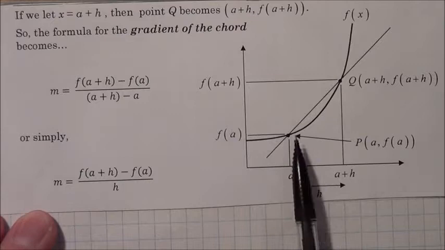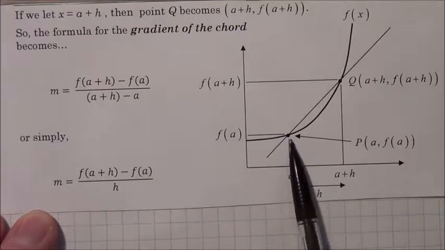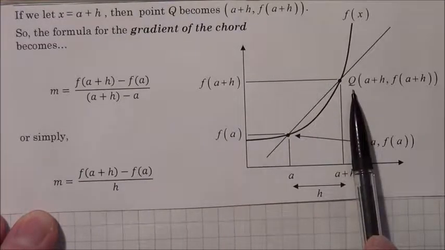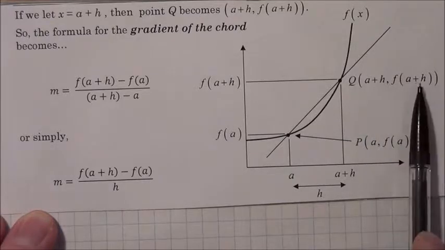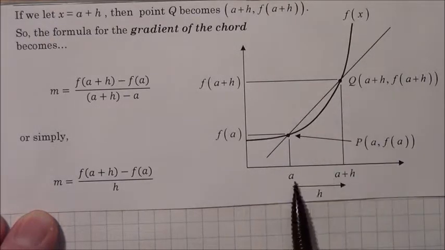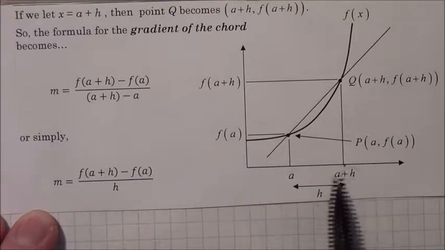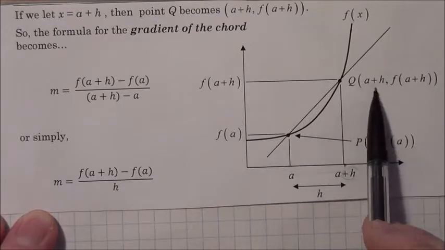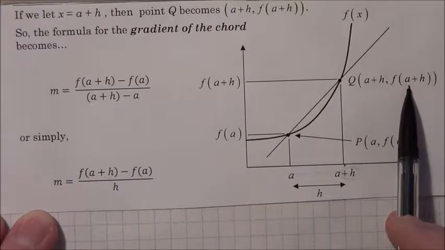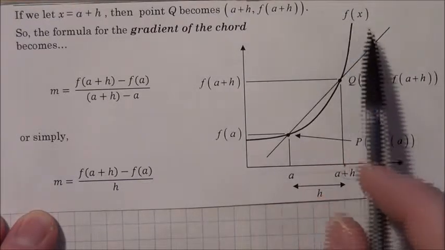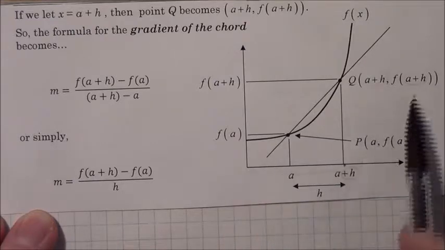But if we take this point P, (a, f of a), once again, and then point Q, instead of having it as (x, f of x), we're going to say this x value here is some h, some horizontal distance away from a. So the x value is going to be a plus h, and the y value is going to be f of a plus h. So the function f of x evaluated at that x value of a plus h.